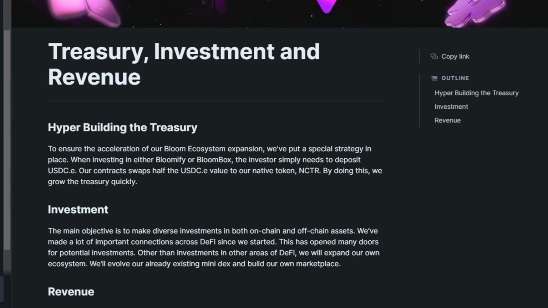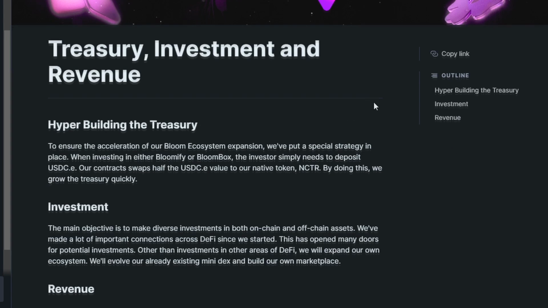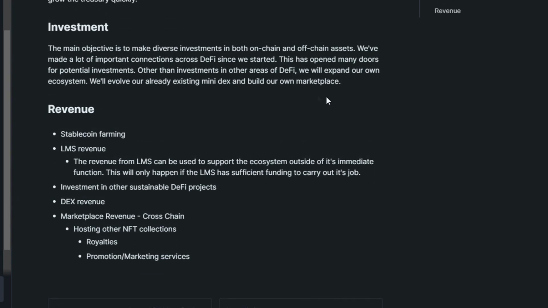What are they going to do? What are they going to invest? And again, I am not a fortune teller. I can't tell you if this is going to be successful or not, but they do have a plan for sustainability. So the first thing they say here is that they are going to be building out their treasury just like any other project. And then they say they are going to be investing in both on-chain and off-chain assets.